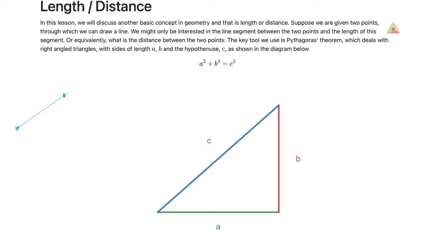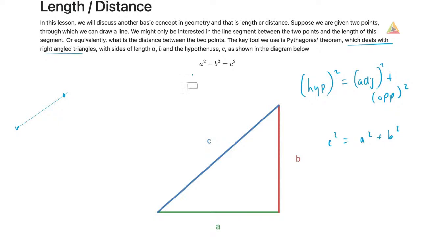So the key tool we use here is Pythagoras Theorem, which deals with right-angled triangles. I'm just going to underline that because you can only apply Pythagoras Theorem with right-angled triangles. So with the sides of length a, b and the hypotenuse c as shown in the diagram below. So we know that the rule is the hypotenuse squared is equal to the sum of the adjacent squared plus the opposite squared. So in this case, the hypotenuse squared is c squared, which is equal to a squared plus b squared, which is where they're getting this from.